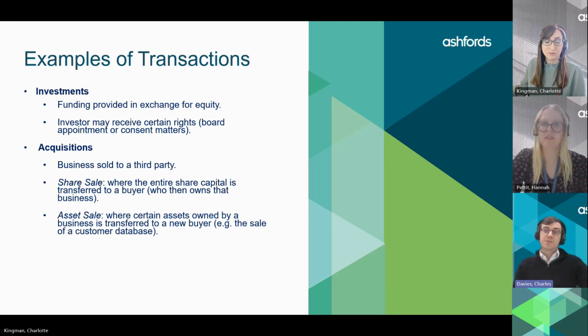business. As part of that investment, an investor will get certain rights, such as an appointment right on the board, or they might have consent matters where you can't do certain things without checking in with them and having their approval first.